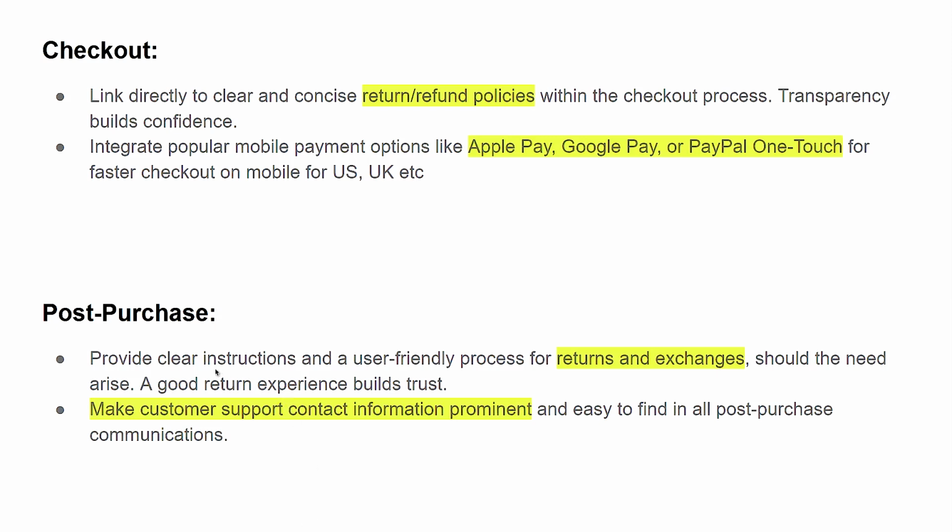For the post purchase, you need to have clear instructions and a user-friendly process for returns and exchanges. You should have the returns and exchange links not only on the checkout page but also on the post purchase step, and also make the customer support very prominent in your post purchase funnel, because most stores don't have proper customer support on their post purchase step. That leaves a lot of people confused on who to reach out to in case of a problem, if I need a refund or if I need to return an item. There can be queries from customers, and you need to make sure the customer support, whether it's an email address or WhatsApp number, is clearly prominent and visible.